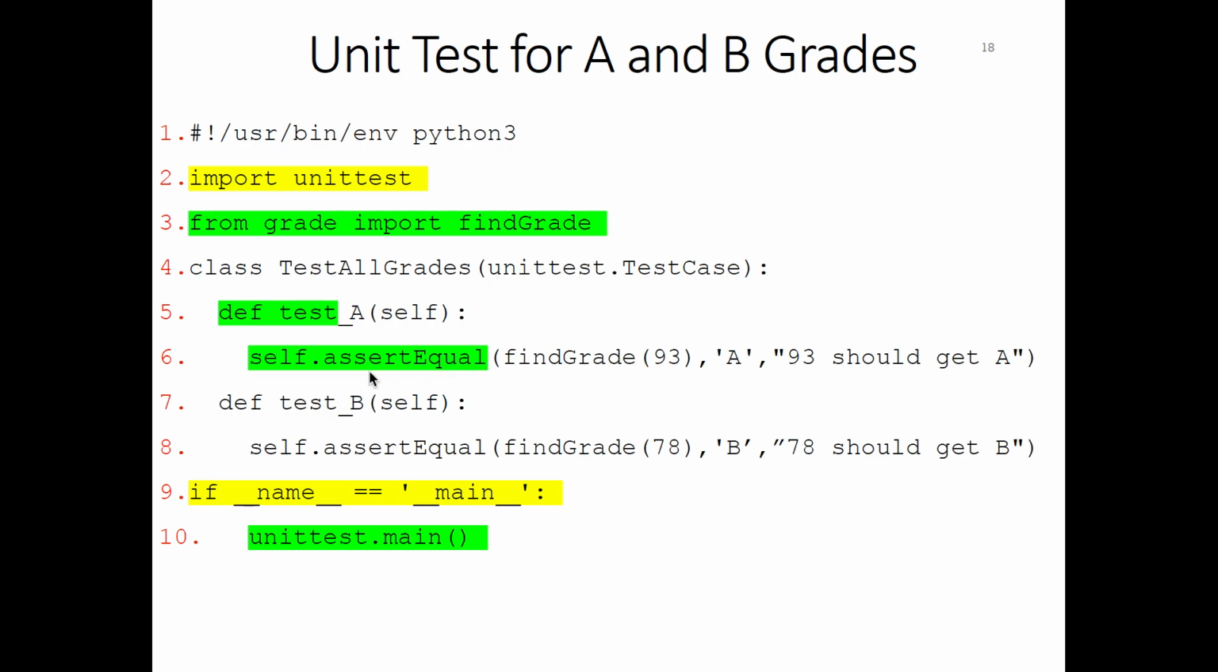So unit test provides assertEqual. So I can use self.assertEqual. And if this is equal, great, successful. But if it is not equal, then I will get a message saying that 93 should get A. So maybe if 93 gives me a B, B is not equal to A, then when you run the test, it will print this message out. But if these two are equal, then you will not see this message printed when you run the test.